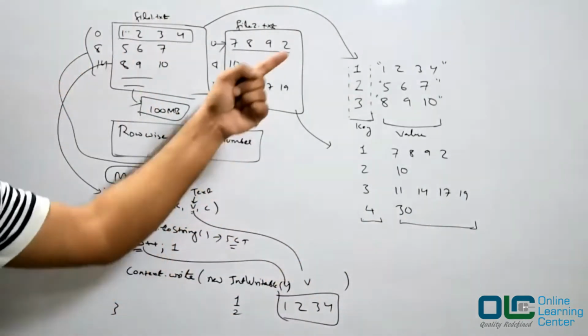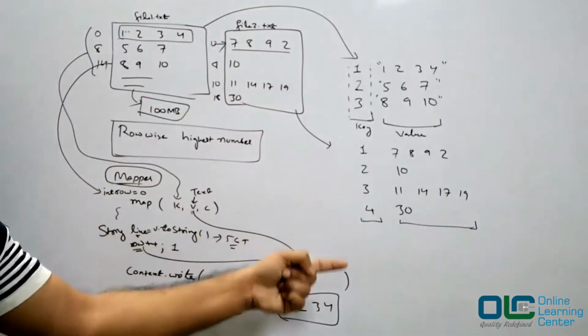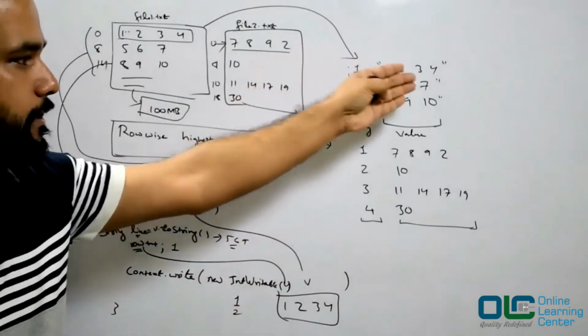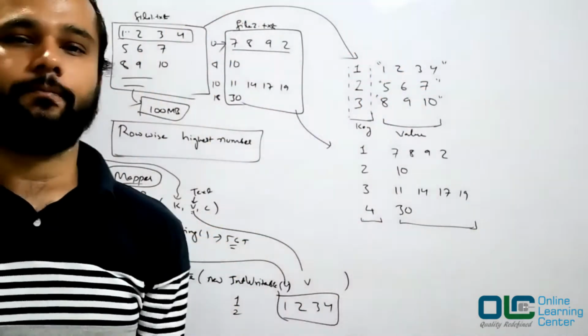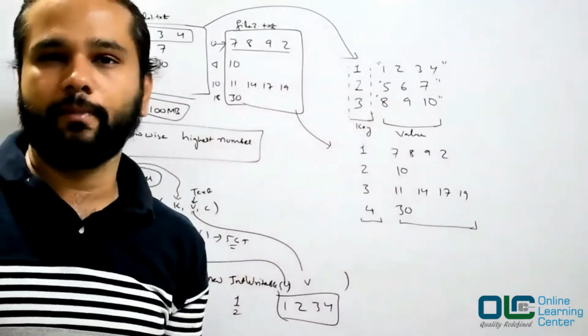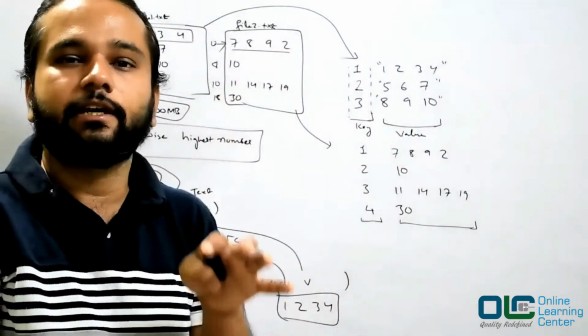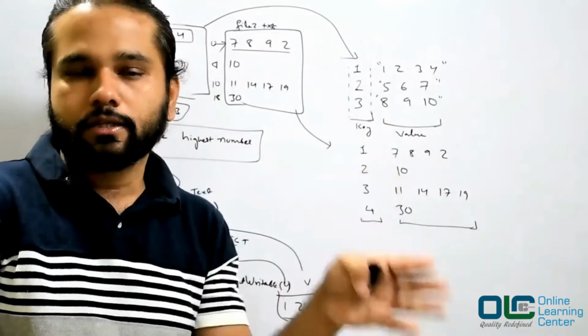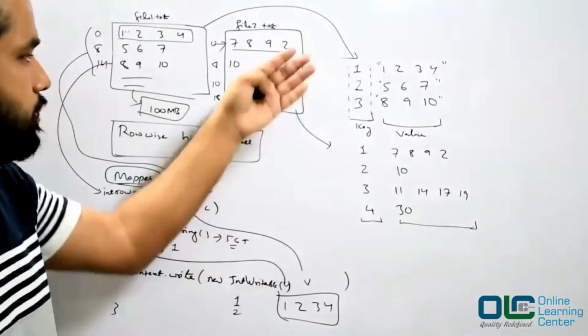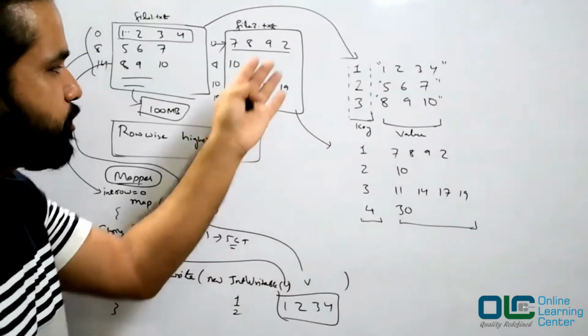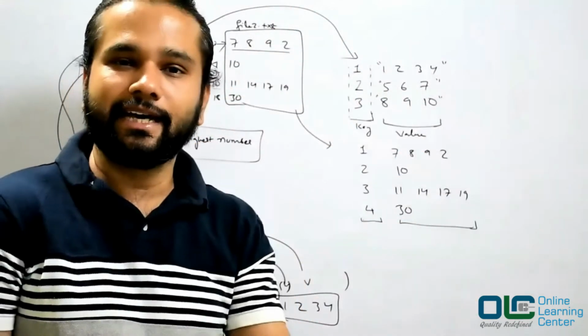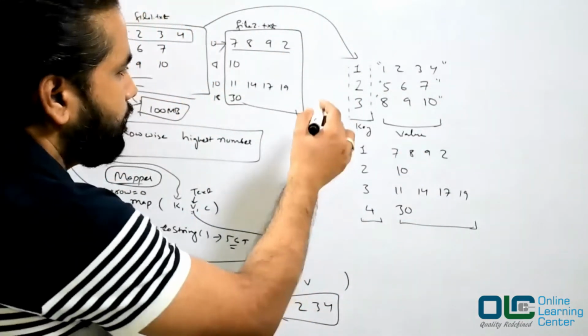Okay, now once you have got this key value pair, what happens, guys? These are the key value pairs from your mapper, and once you're done, this data would be shuffled, collected together, shuffle and sort. This data would be brought together and sorted based on the key, in ascending order of the key.